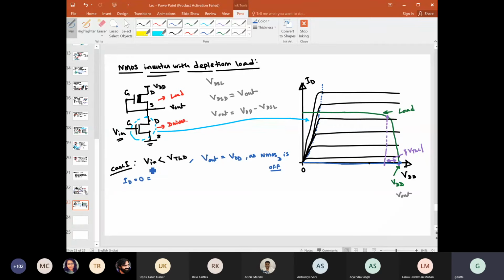So ID is equal to 0 for this case. That is fine. But at that point, in which mode of operation is this load transistor operating? This load transistor is in this load.